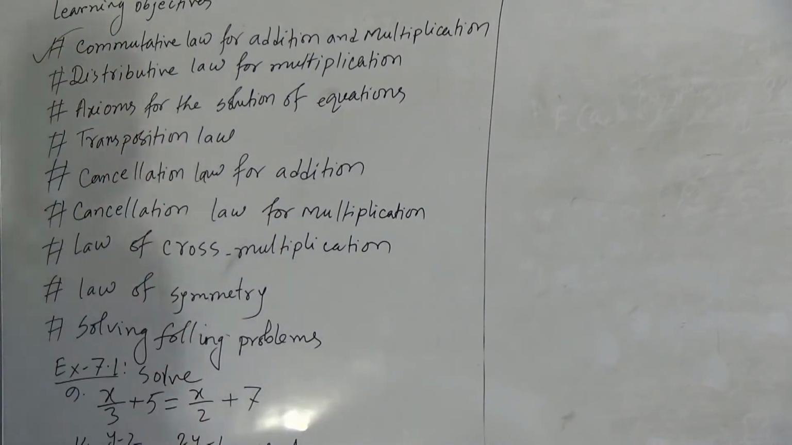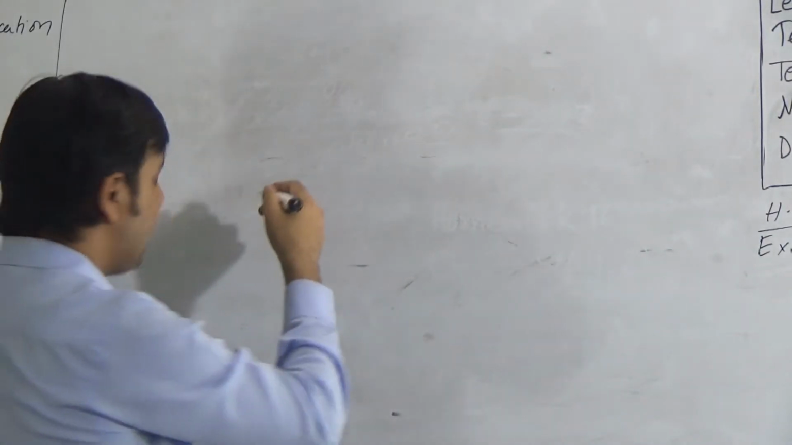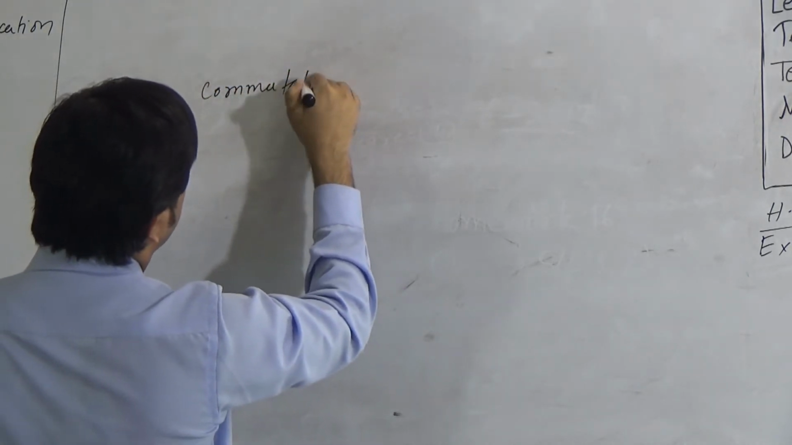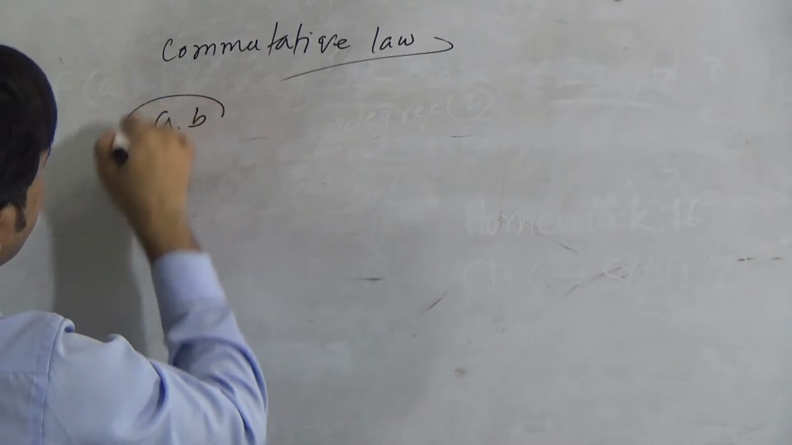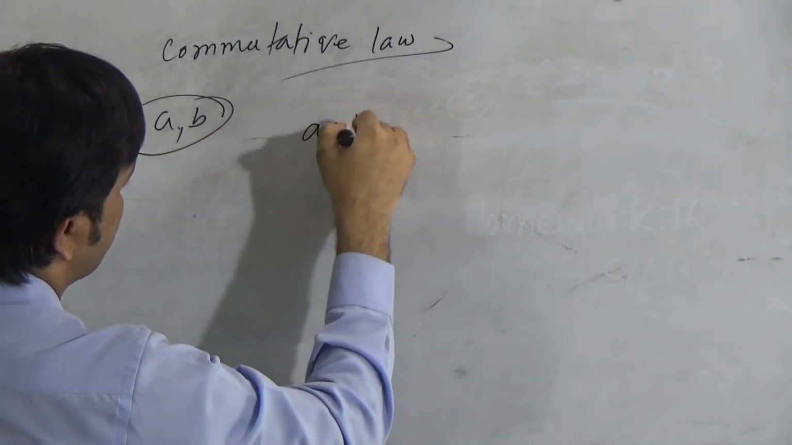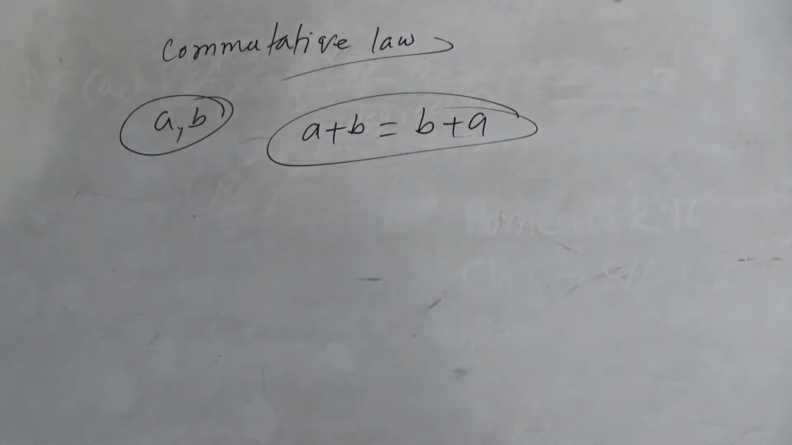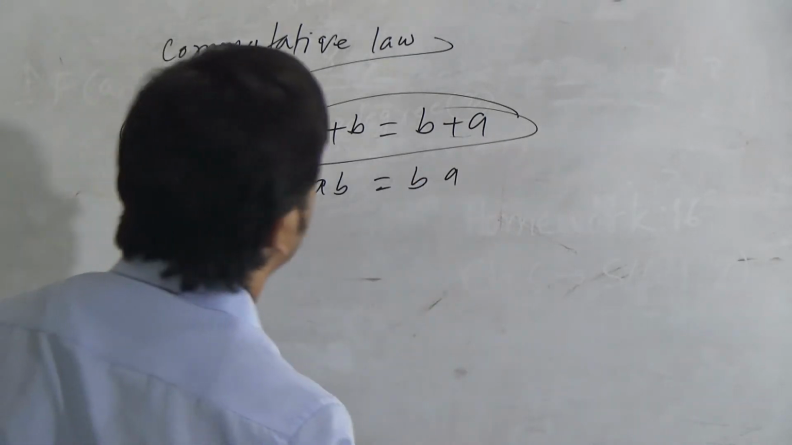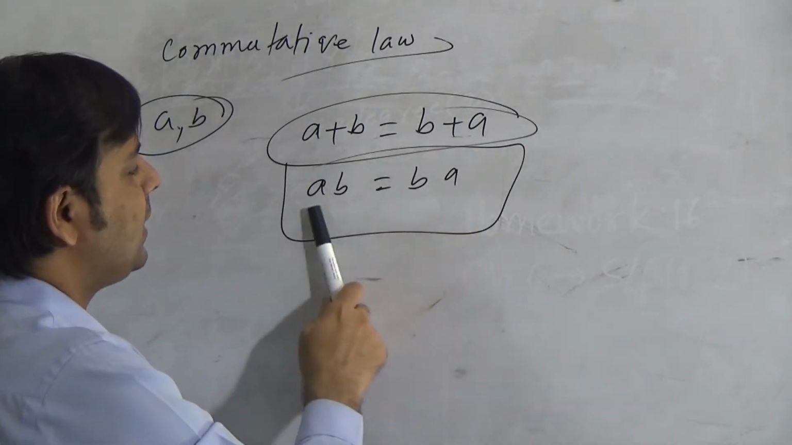At first we will learn commutative law for addition and multiplication. Dear students, you have learned commutative law in class 6. If A and B are two real numbers, then if we add A and B, the sum will be equal to the sum of B and A. This is the commutative law for addition. If we multiply A by B, that will be equal to if we multiply B by A. This law is known as commutative law for multiplication. So A plus B equal to B plus A and AB equal to BA.